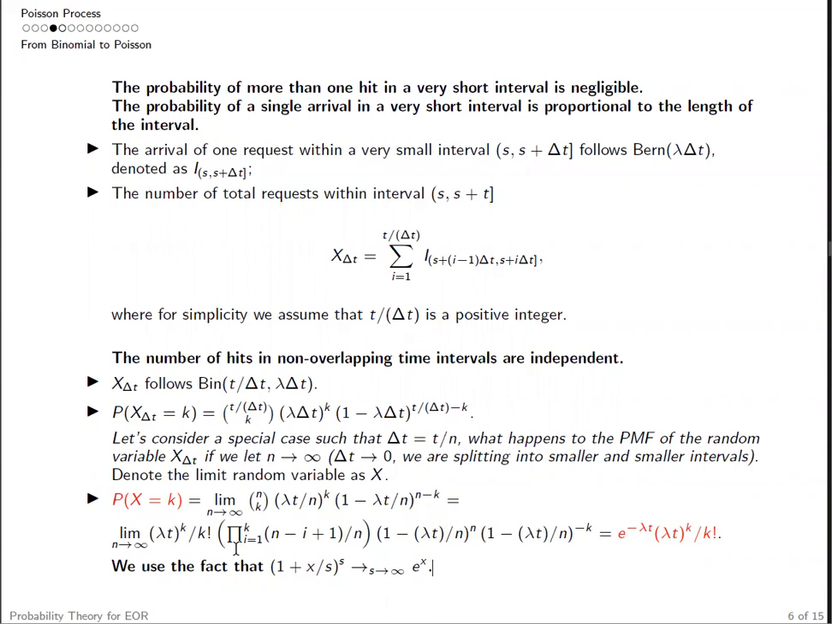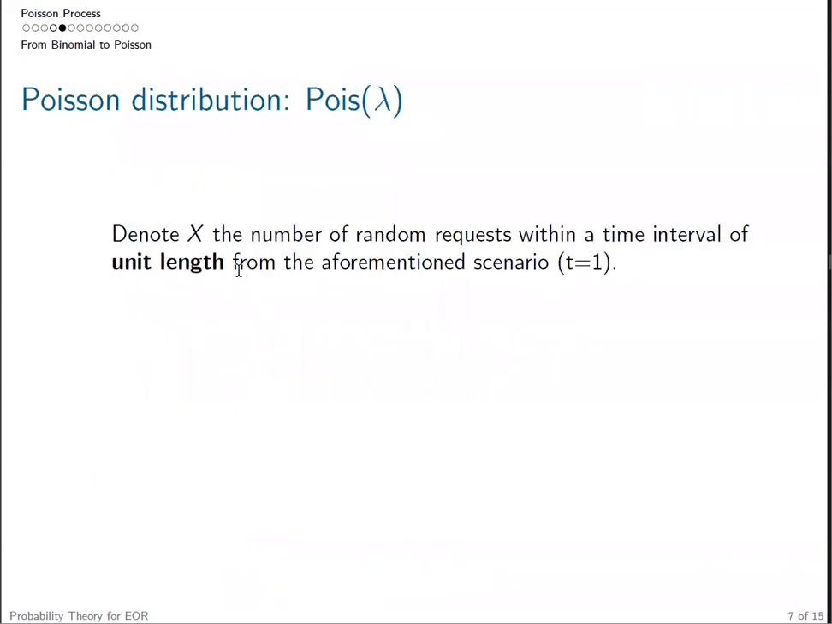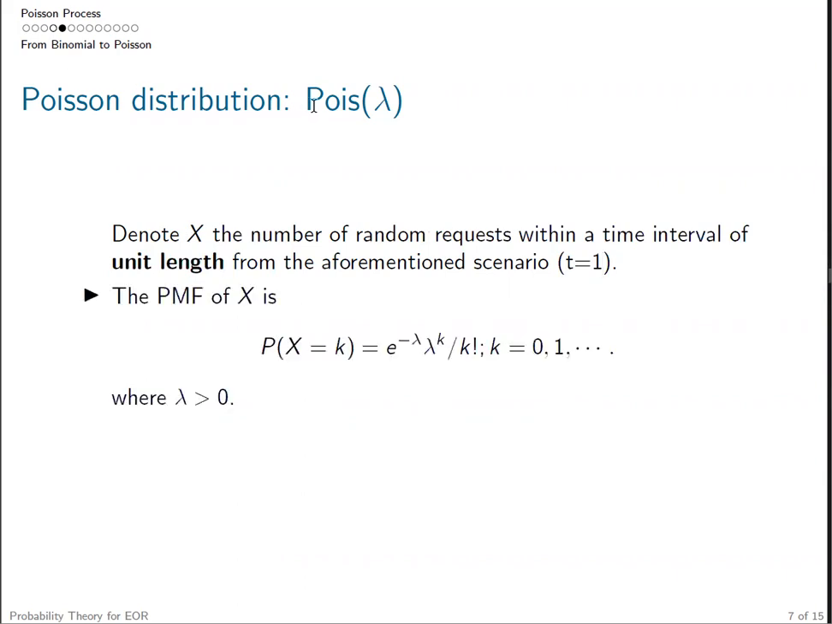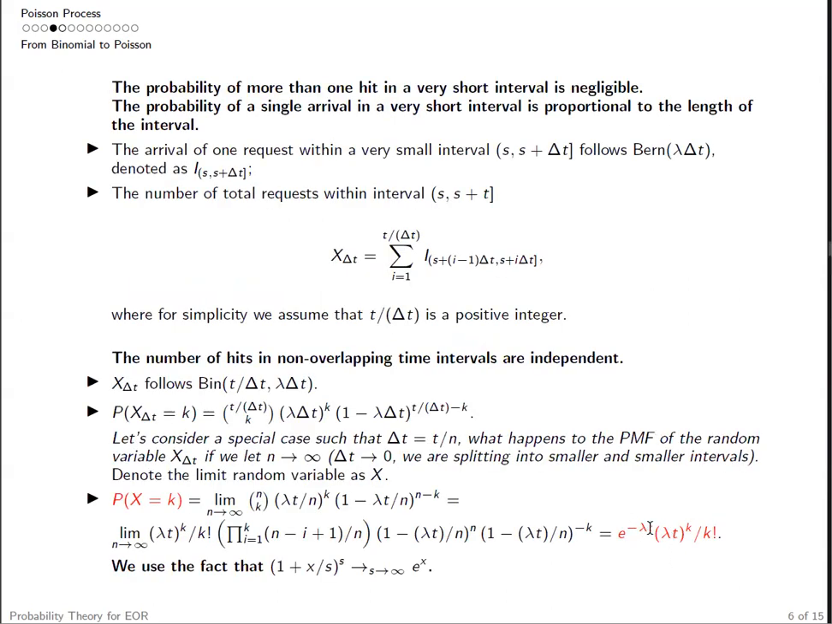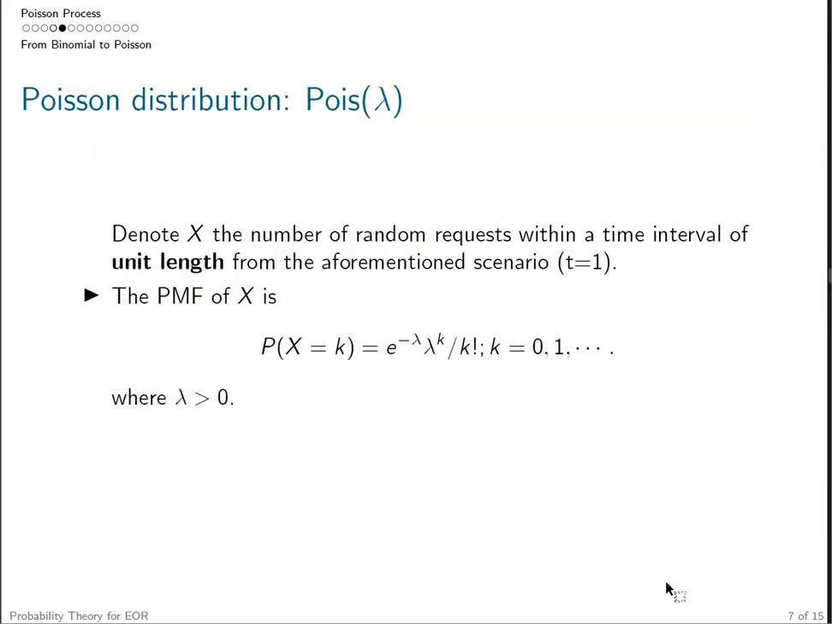What is a Poisson distribution then? Well, if we denote t equal to 1, x is the number of random requests from computer A within a time interval of unit length. Here we set t equal to 1. Then we say x follows a Poisson distribution with this arrival rate lambda, and it follows the PMF here, where we simply set t equal to 1. This is the PMF function of the Poisson distribution.